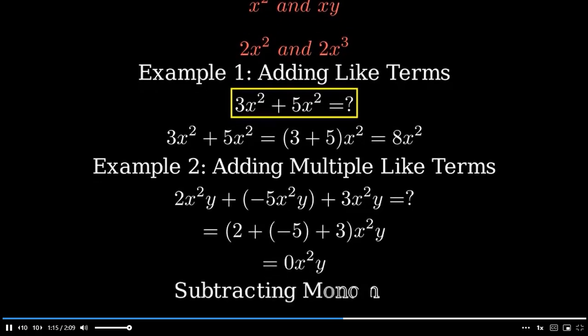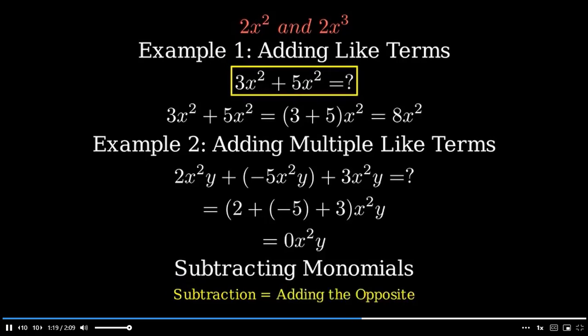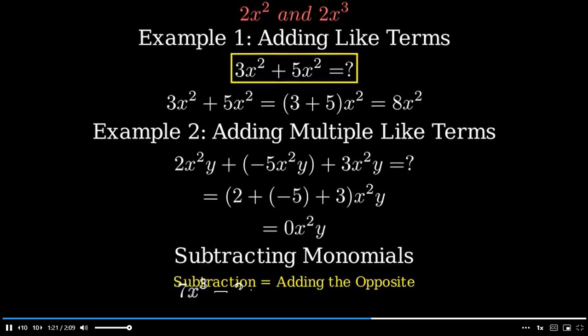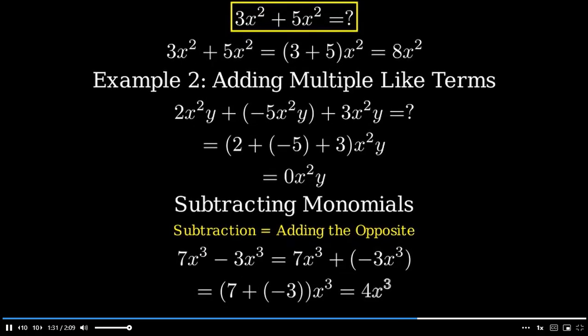Now, let's look at subtracting monomials. Remember, subtracting is the same as adding the opposite. So, 7x^3 minus 3x^3 is the same as 7x^3 plus negative 3x^3. That equals 4x^3.